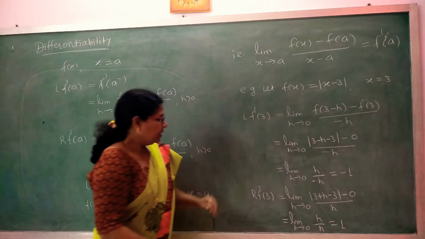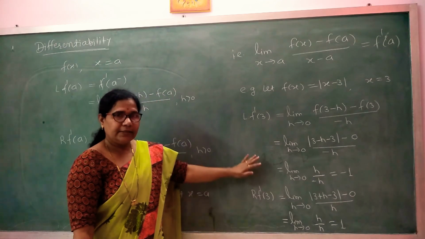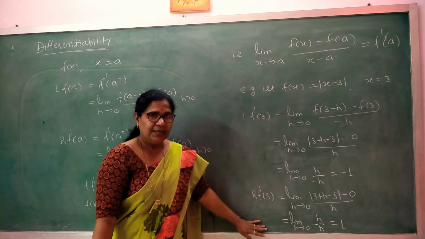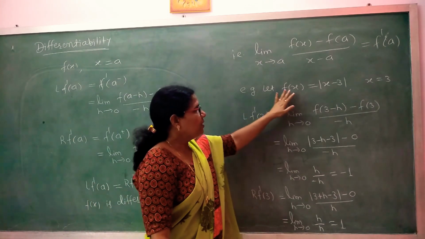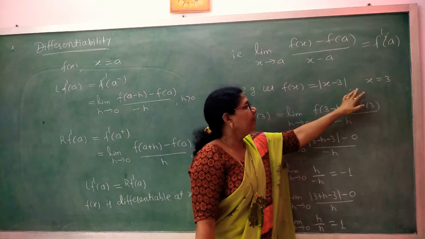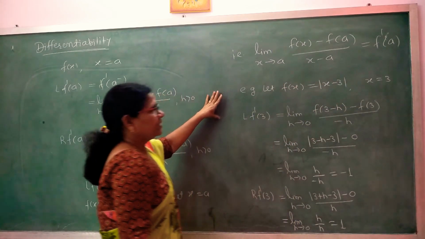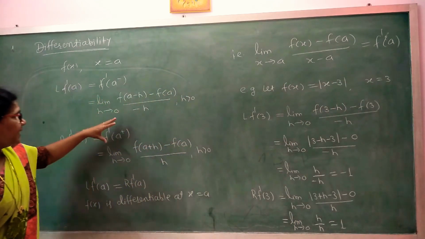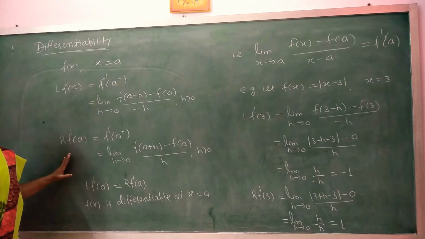Now observe that the left hand derivative and right hand derivative of the function at x equal to 3 are not equal. Hence we conclude that this function f of x is not differentiable at point x equal to 3. So using these definitions, we decide whether the function is differentiable or not at a given point.